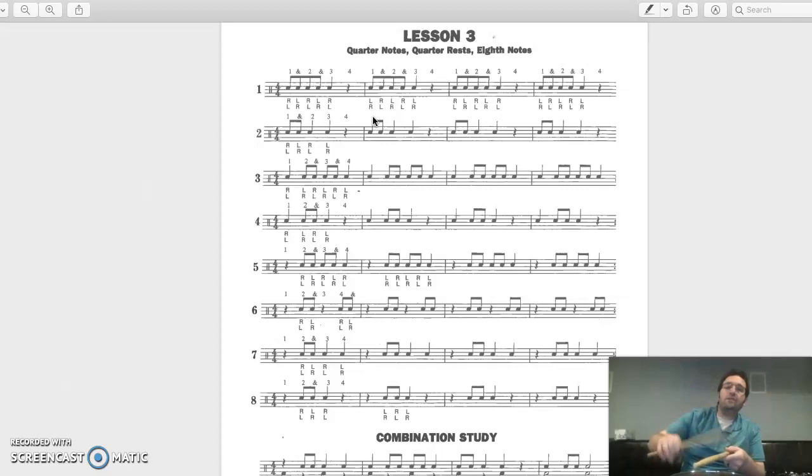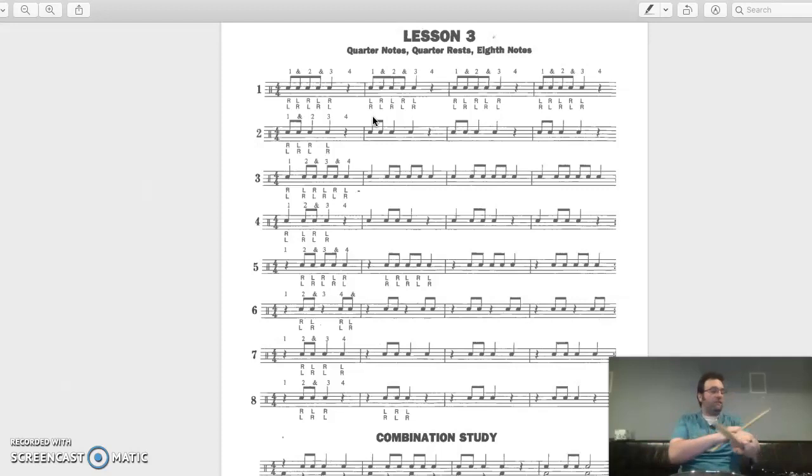1 and 2 and 3 and 4 and 1. Again, here we go. 1 and 2 and 3 and 4 and 1. Let's try it with a metronome. Here we go. 1 and 2 and 3 and 4 and 1. I did that wrong, and I'm going to slow our metronome down. Bad, Mr. Sherwin. 1 and 2, and here we go. 1 and 2 and 3 and 4 and 1. Okay, so it's a long space.